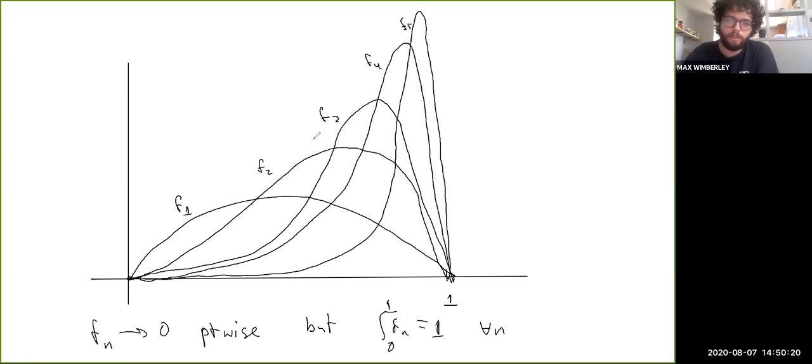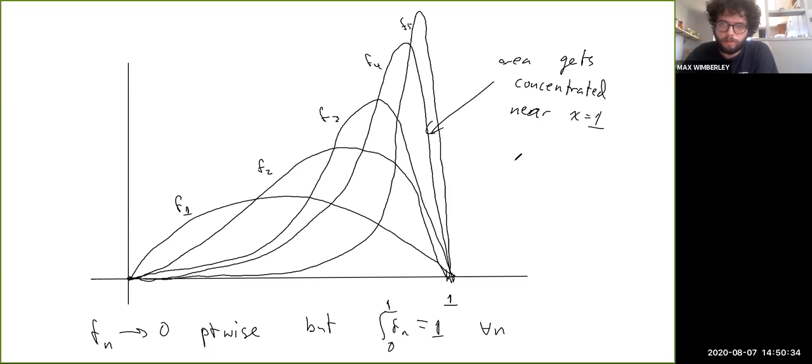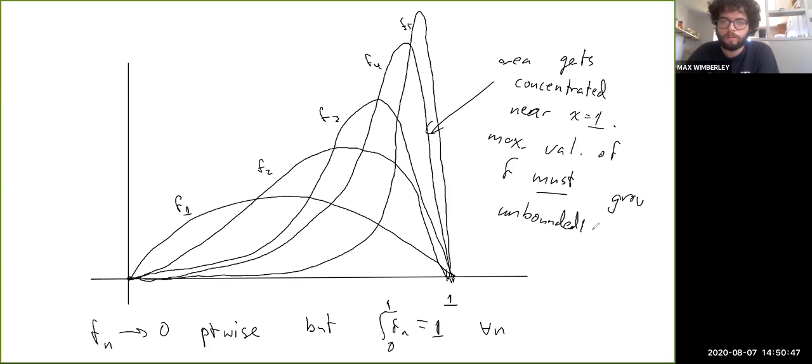but the integrals can all be fixed to be 1. And the only way that's possible is that basically the area gets concentrated near x equals 1, right? The maximum value of f must grow unboundedly for this to happen, right?